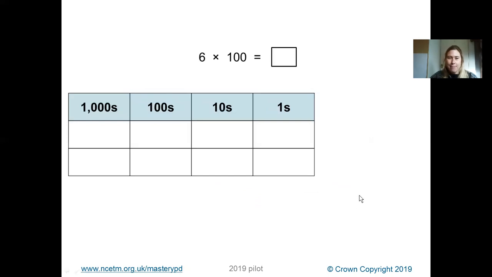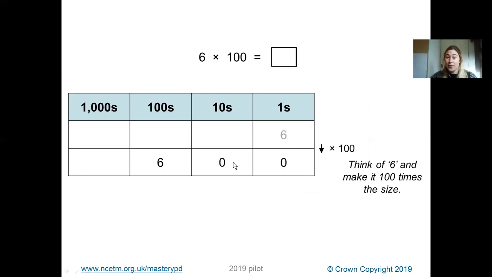Okay, grab your pens and paper and see if you can do this one, okay? Let's put 6 in our place value chart, and let's think about how to make it 100 times the size. Okay, what are you going to do? Okay, so hopefully you knew that you needed to move the digit 6 2 times to the left this time to multiply it by 100. So we've got our 2 place value holders. So 6 times 100 is 600.